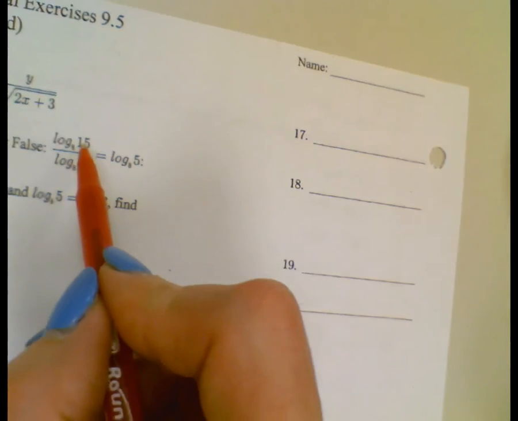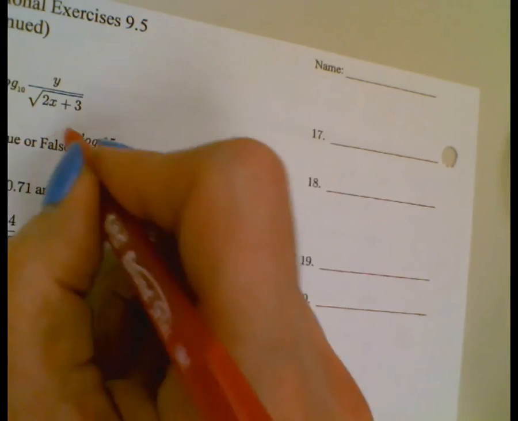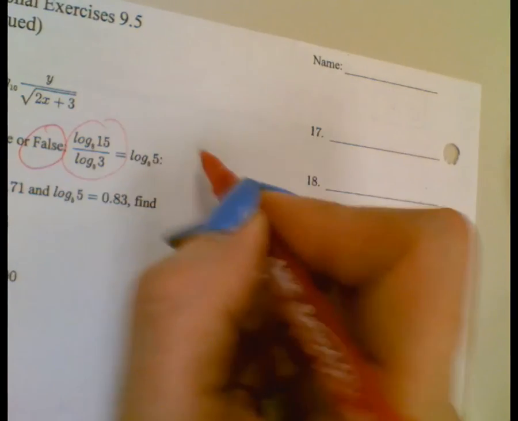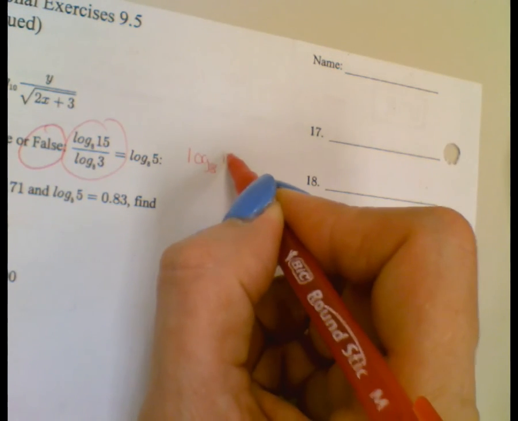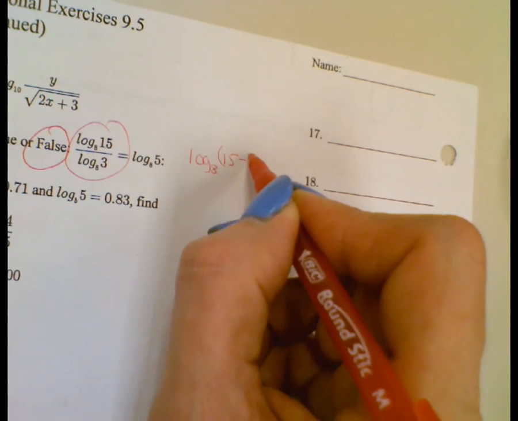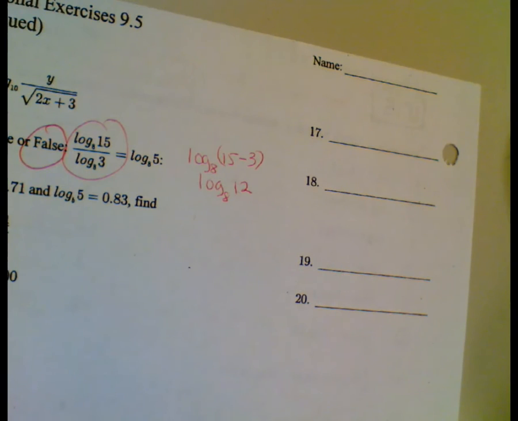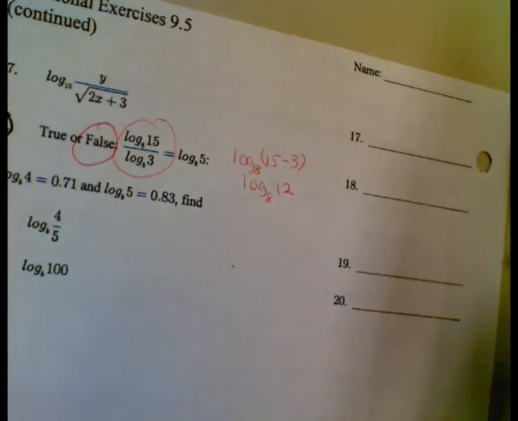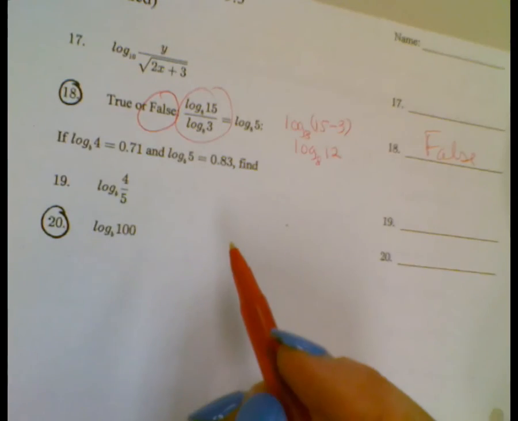Two more problems. True or false? Is 15 divided by 3 5? The answer to that is false, because this one would really be log base 8 of 15 minus 3. It would have been a 12, not a 5. You would subtract those. Isn't that weird that you would subtract those, not divide them? So that would be false.